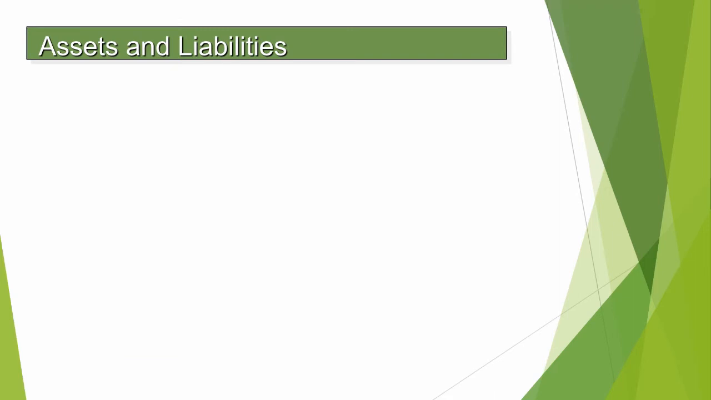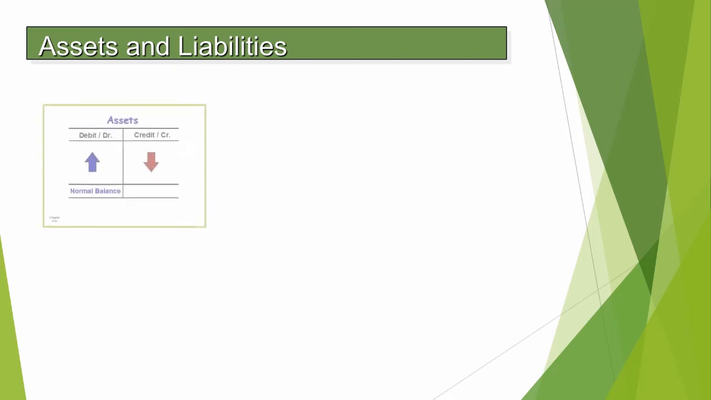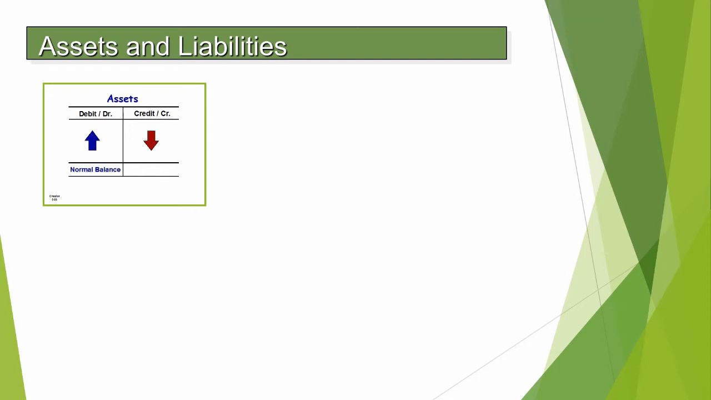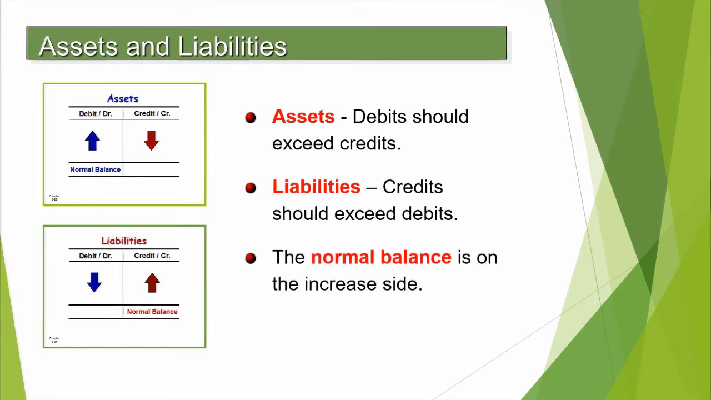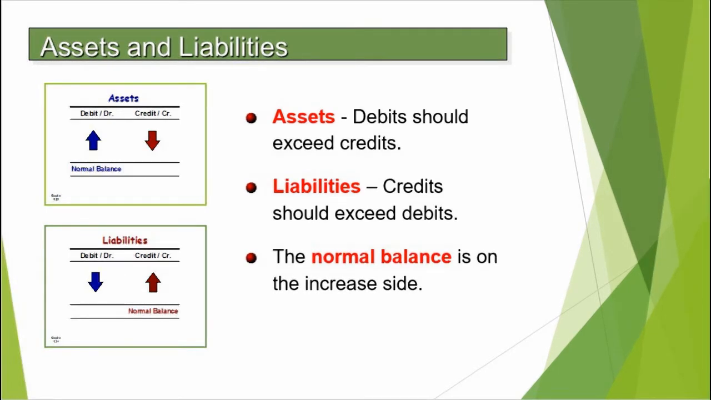Assets and liabilities. Remember that both sides of the accounting equation must be equal. It follows that we must record the increases and decreases in assets opposite from liabilities. Therefore, we must enter increases in liabilities on the right or credit side and decreases in liabilities on the left or debit side.